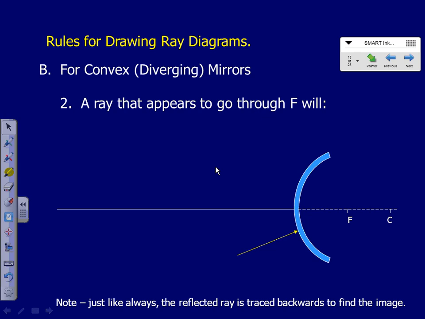So a ray that appears to go through F, how is it going to come out? Any ideas? Yep. Parallel to the PA. Now, it's the rays that come out that we extend in behind.